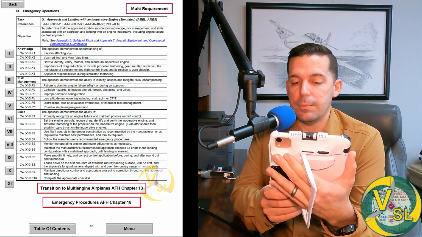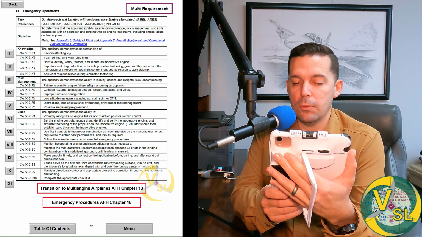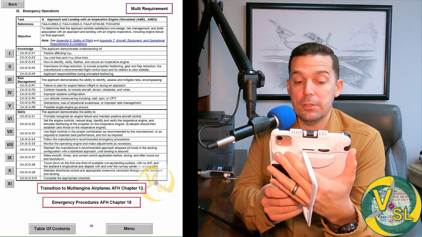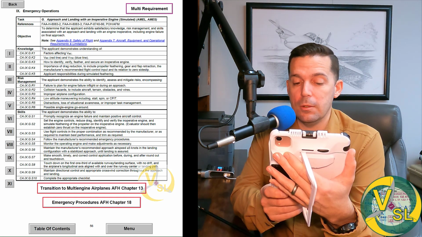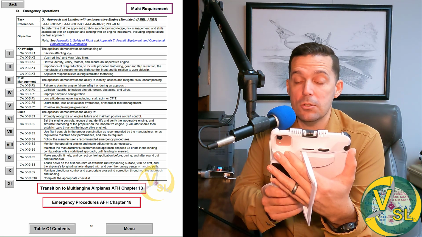Skill 3, use flight controls in the proper combination as recommended by the manufacturer or as required to maintain best performance and trim as required. Skill 4, follow the manufacturer's recommended emergency procedures. Skill 5, monitor the operating engine and make adjustments as necessary. Skill 6, maintain the manufacturer's recommended approach airspeed plus or minus 5 knots in the landing configuration with a stabilized approach until landing is assured.